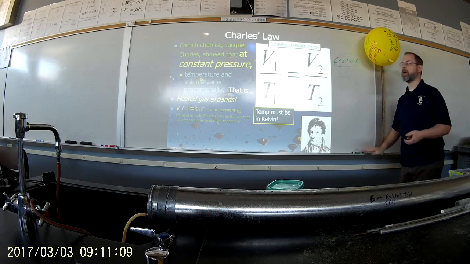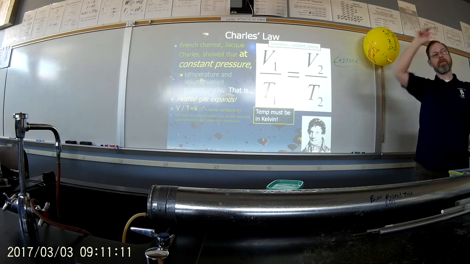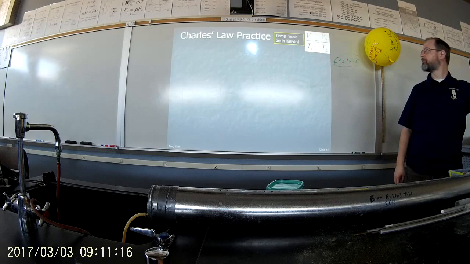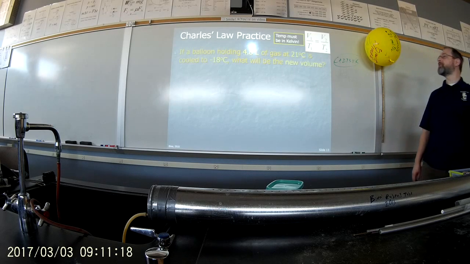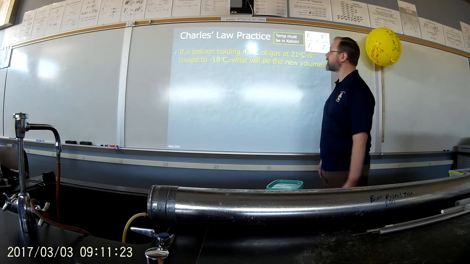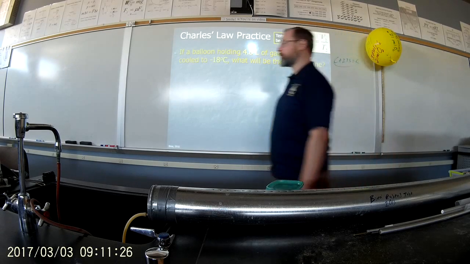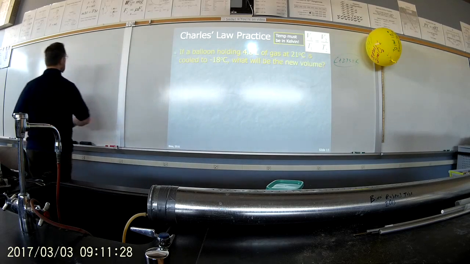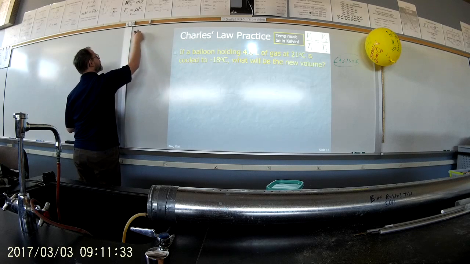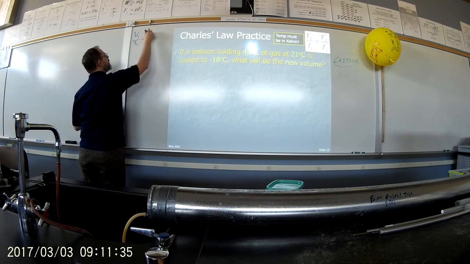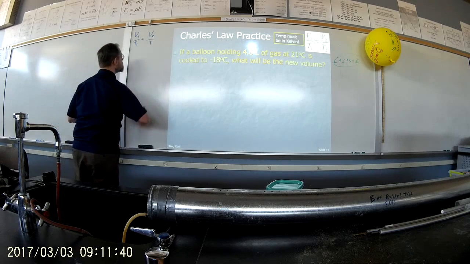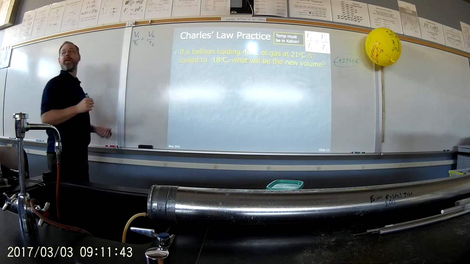Okay? Are you ready for some practice? Any questions before we do some practice? Then let's do some practice. If a balloon holding 4.8 liters of gas at 21 degrees is cooled to negative 18 degrees, what will be the new volume? I like to start my exercises by writing the formula down. So we're using Charles' law, so this is V1 over T1 equals V2 over T2. And then plugging the numbers where they are relevant.